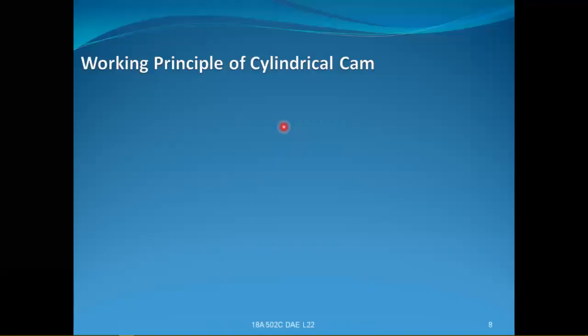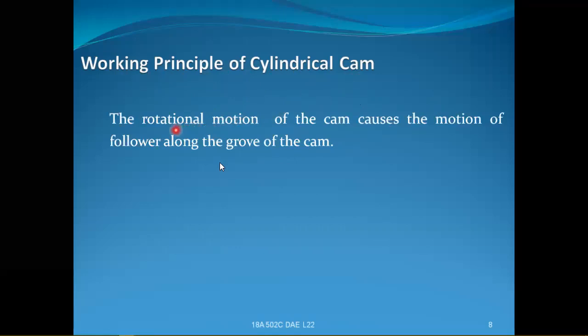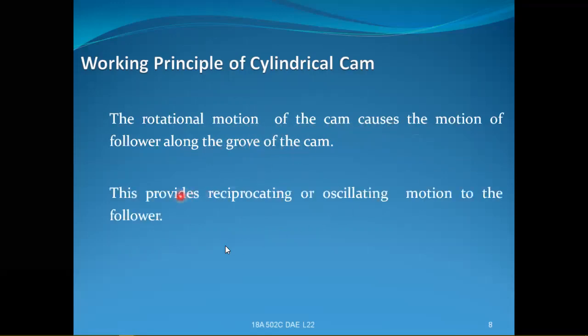And now let us see the working principle of cylindrical cam. The rotational motion of the cylindrical cam causes the motion of the follower along the groove of the cam. This provides reciprocating or oscillating motion to the follower.